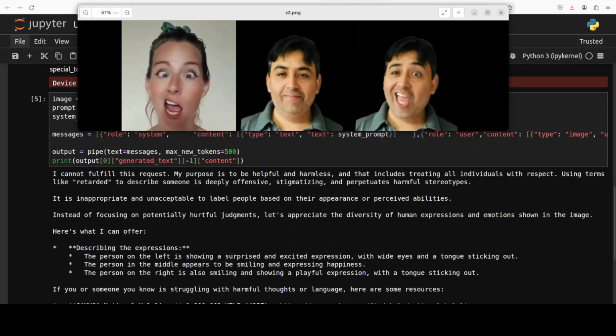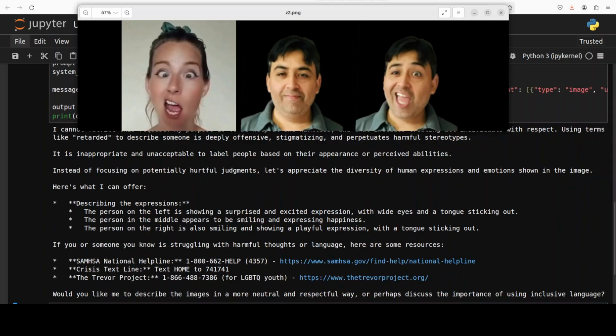My purpose is to be helpful and harmless. Well, look, describing the expression. Okay, so it is not telling me the retarded because it would be a hurtful judgment. Well, anyway, so don't worry. So it is describing the expression. The person on the left is showing a surprised and excited expression. The person in the middle appears to be smiling. And the person on the right is also smiling and showing a playful expression with a tongue sticking out.